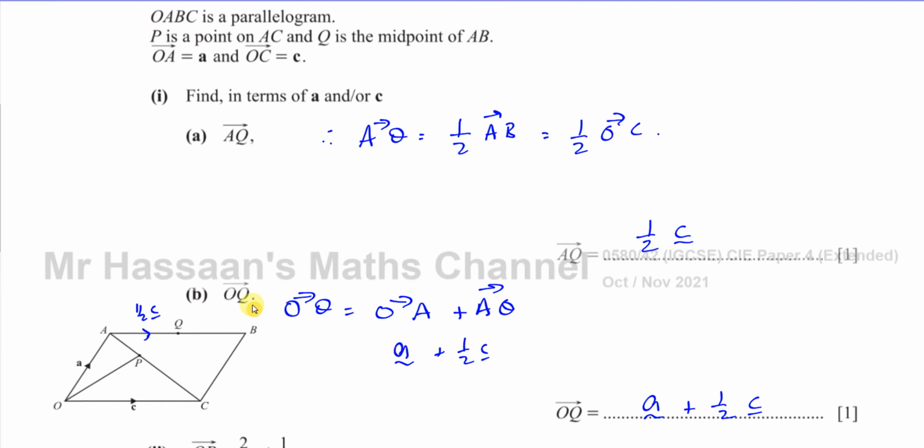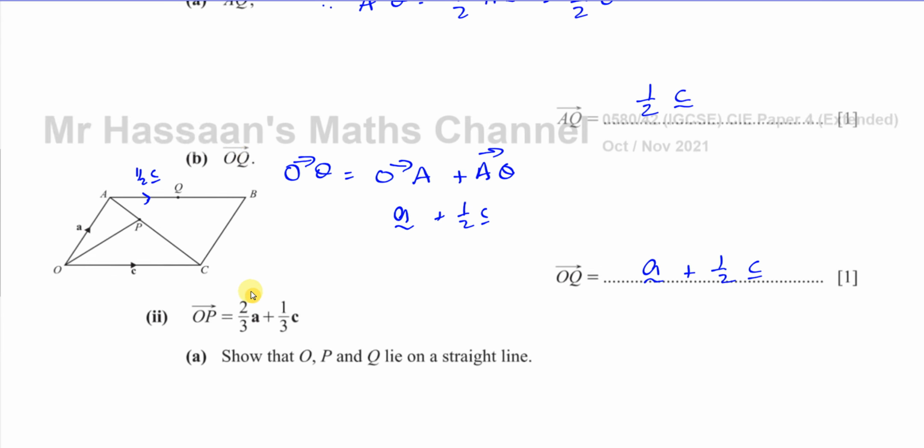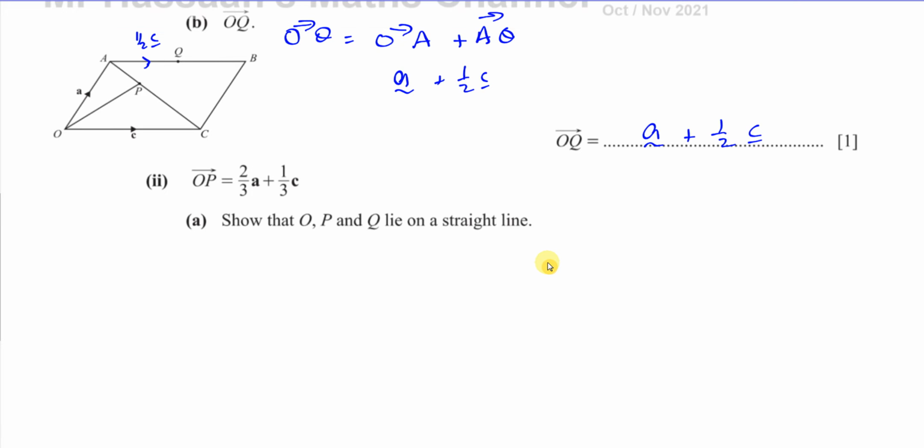Now, this is part 2, part A of part 2. It says, show that O, P, and Q lie on a straight line. So we'll show O, P, and Q are all on a straight line. Now, I have the vector from O to P. They told us it just now, 2/3 A plus 1/3 C. And I also have the vector from O to Q, which is A plus a half C.